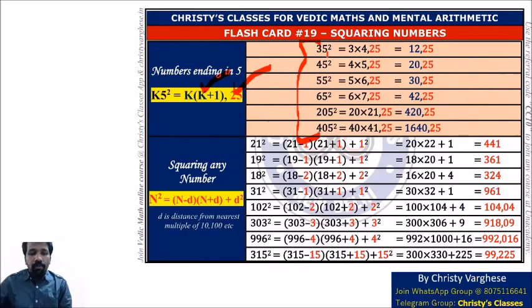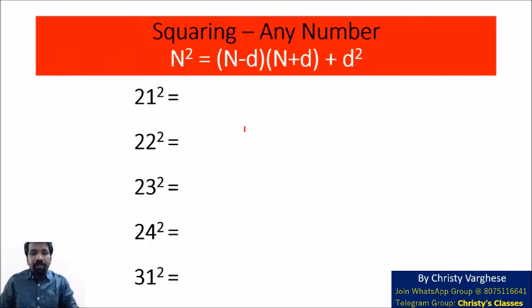We are today going to discuss the squaring any number technique. I will just take examples and explain. 21 square, yeah, just go through what I have written there at the top as a formula. Maybe you will get an idea. Just try it and try to find these values.